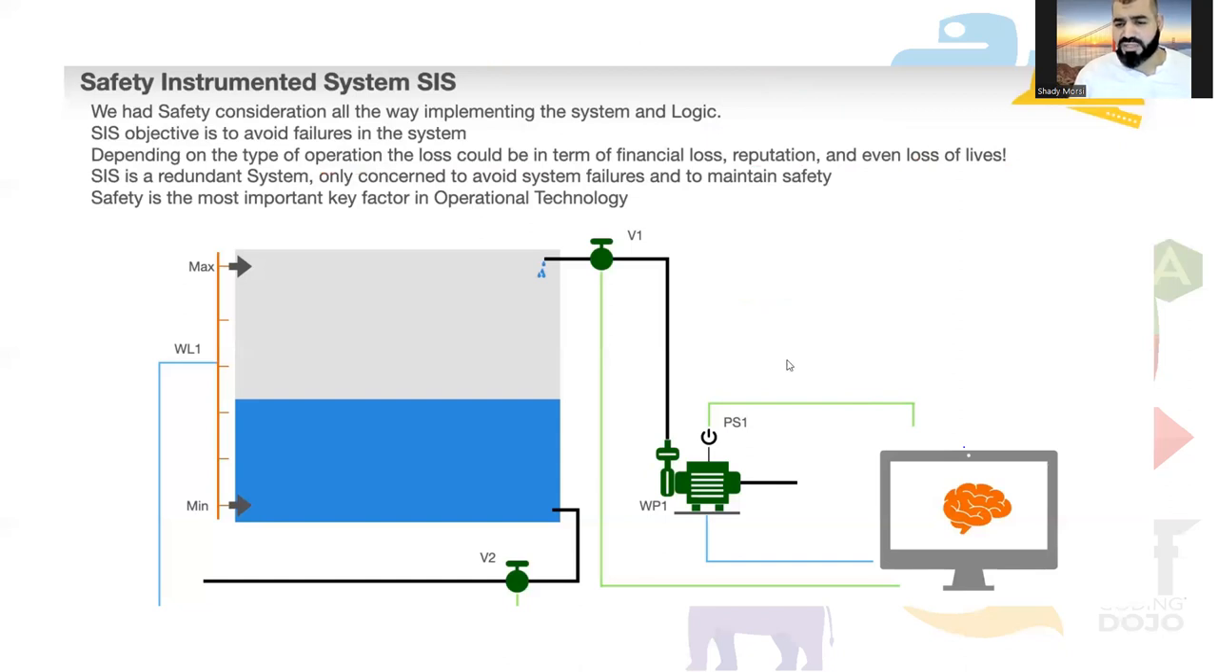human life loss. For example, in Ukraine, they had an attack in 2015 and 2016. Okay, it was attacking their power grid. The power grid I mentioned is one of the applications of OT, and the power grid is basically what gives you electricity at home, right?